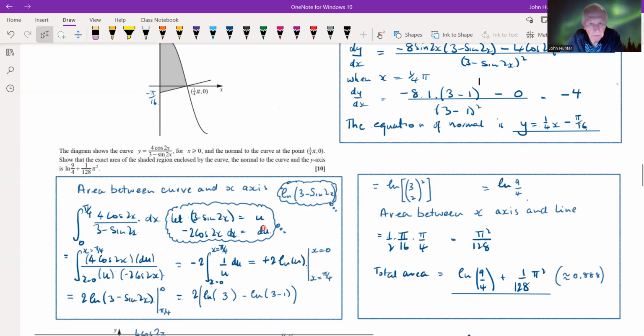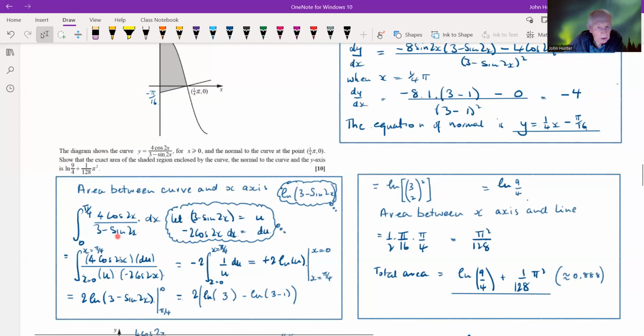We need an expression for du because we're going to have to integrate with respect to u. So if we differentiate both those sides, then what we're going to get is minus 2 cos 2x dx. All right, looks like we're in with a chance.